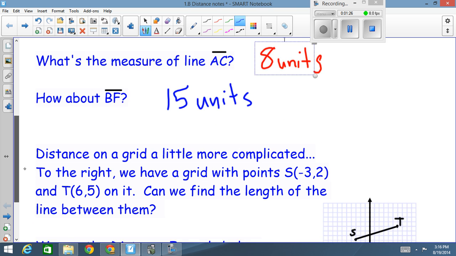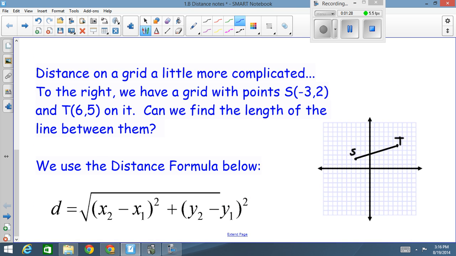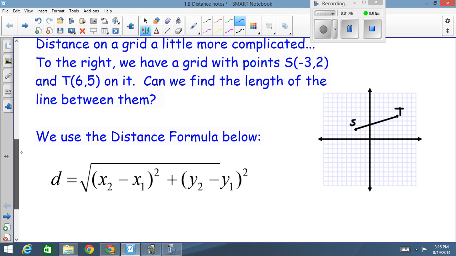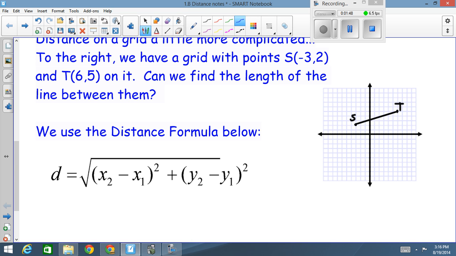Now it's going to be a little bit more difficult when we come down and we're on a grid and we can't just do straight line counting. I can't count units from S to T here because I'm crossing over grid lines. If the segment was all on the same grid line, then I could count, but it's not. So in this case, we use the distance formula, which you see listed here. You will be given the distance formula on a quiz or a test, so it's just a matter of knowing how to use it.